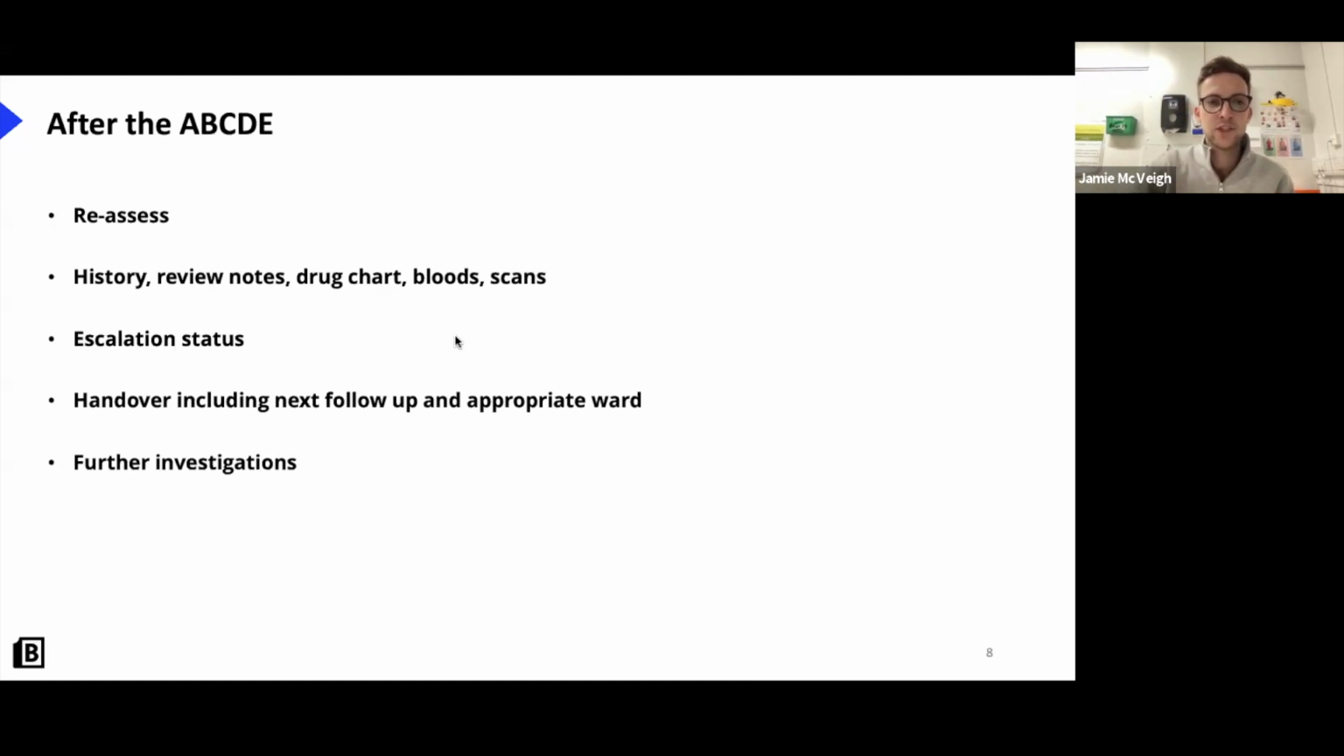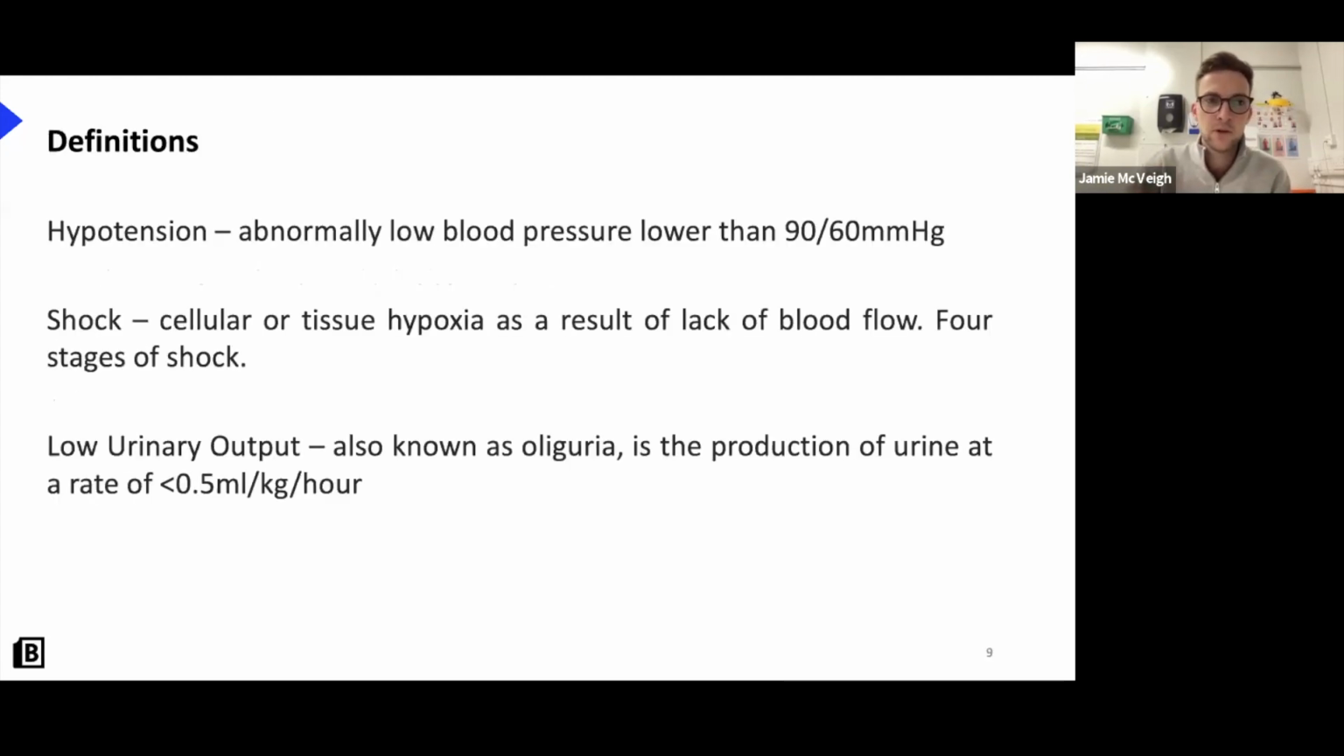Consider their escalation status. Is this a frail old person who's multimorbid and is not for resuscitation? Is this a young fit person who we need to be talking to ITU quite urgently about, because they would be for everything, all right? And then just making sure that any investigations and bloods you send off, you follow up or you hand over appropriately. Okay.